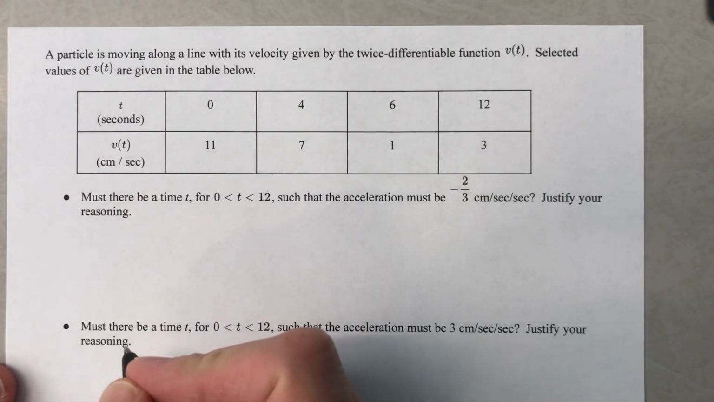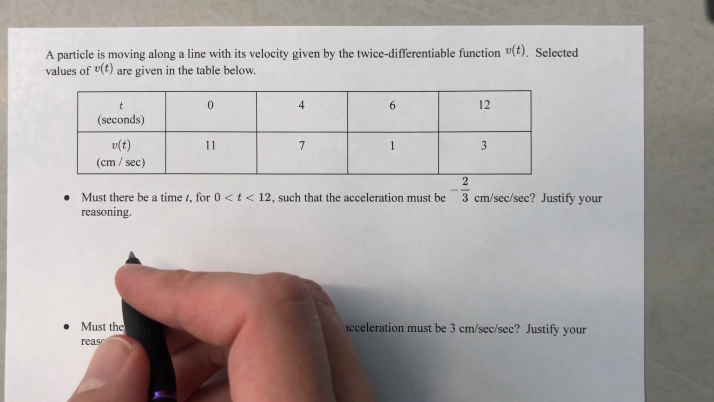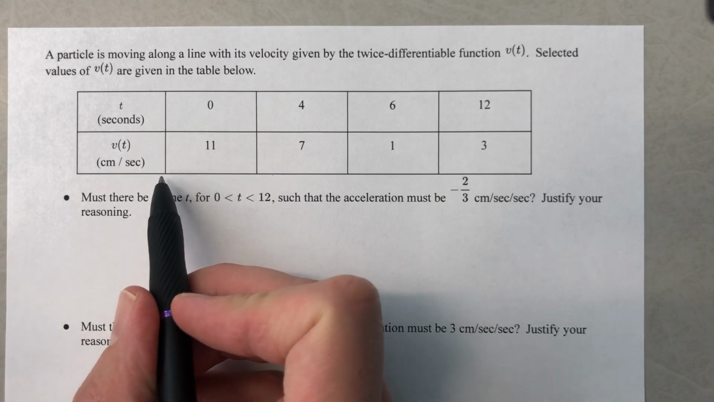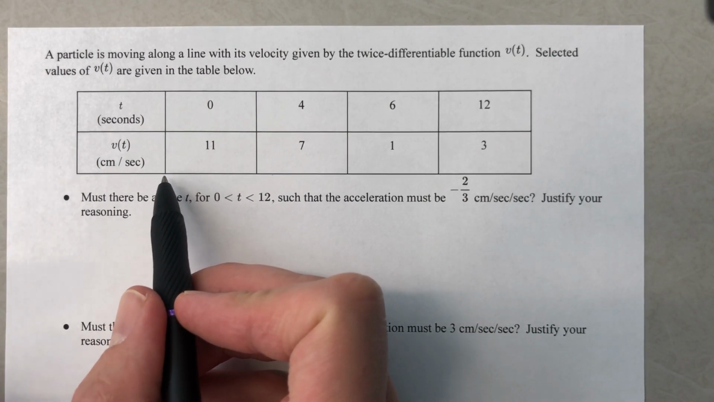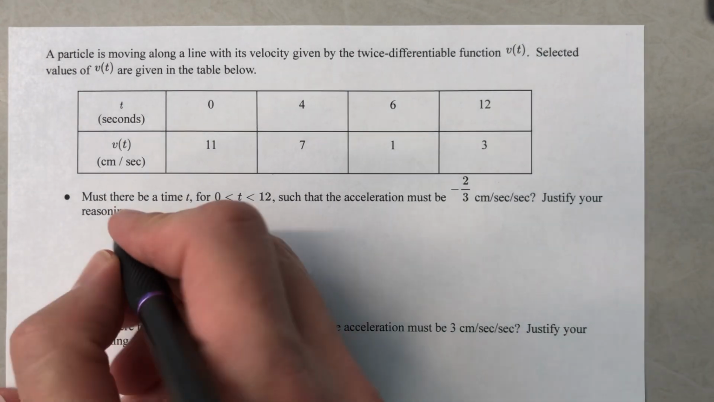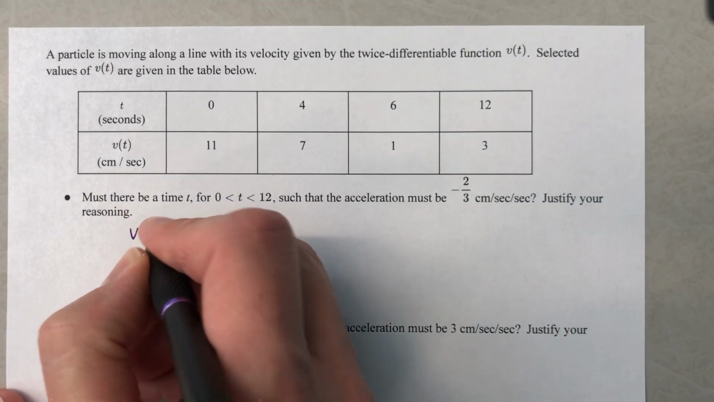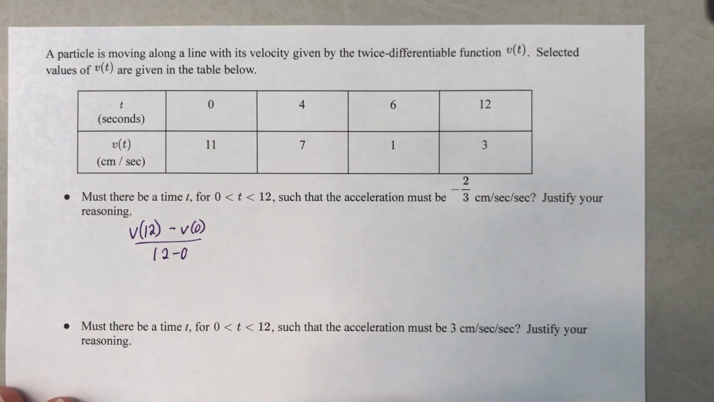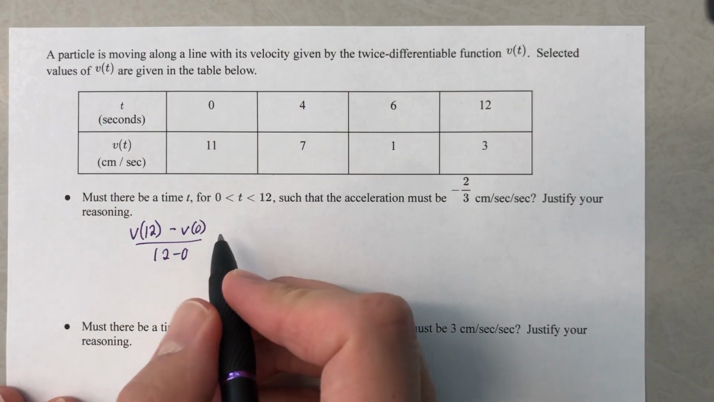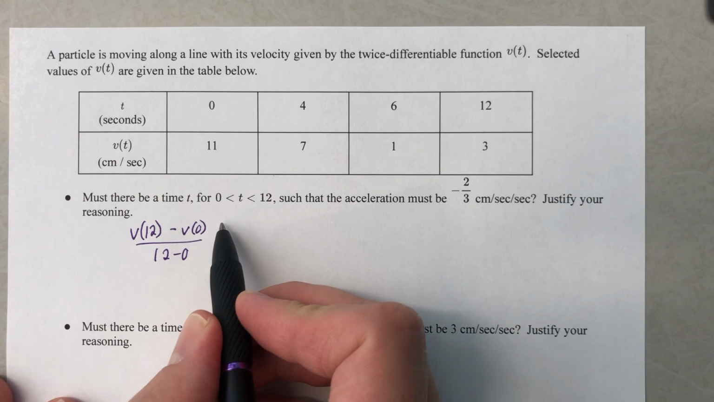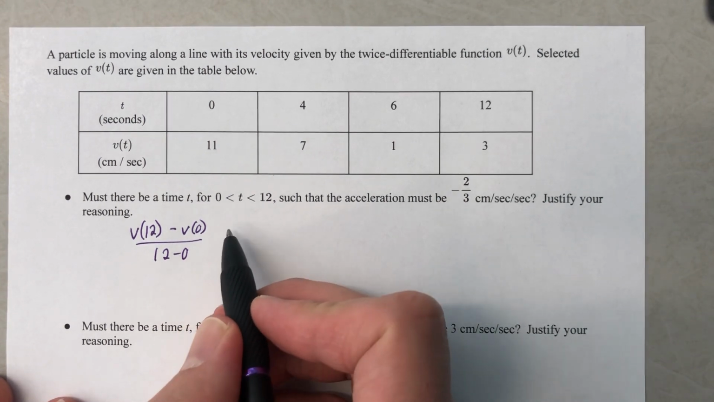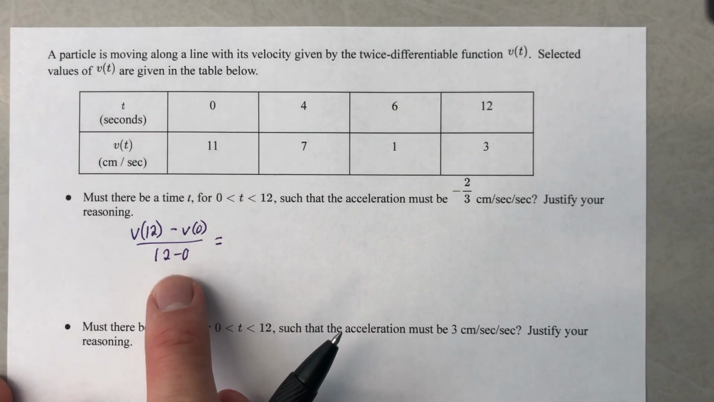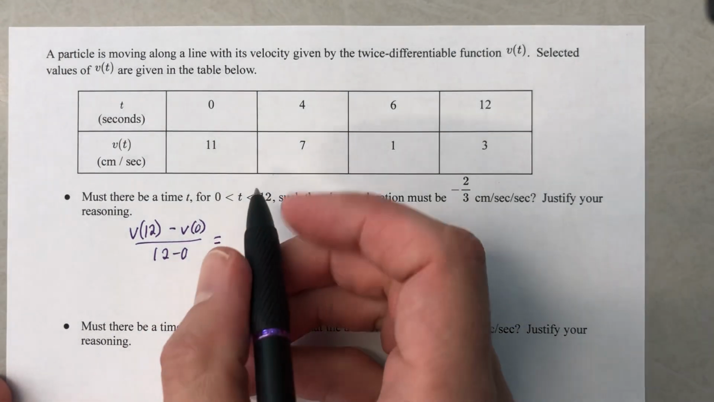If I found the slope of velocity over time, we actually have found the same units as acceleration. Watch this. The velocity at 12 minus the velocity at 0 over 12 minus 0. Okay, numerator is centimeters per second. Denominator is seconds. This is centimeters per second per second. That is velocity. Let's keep going.